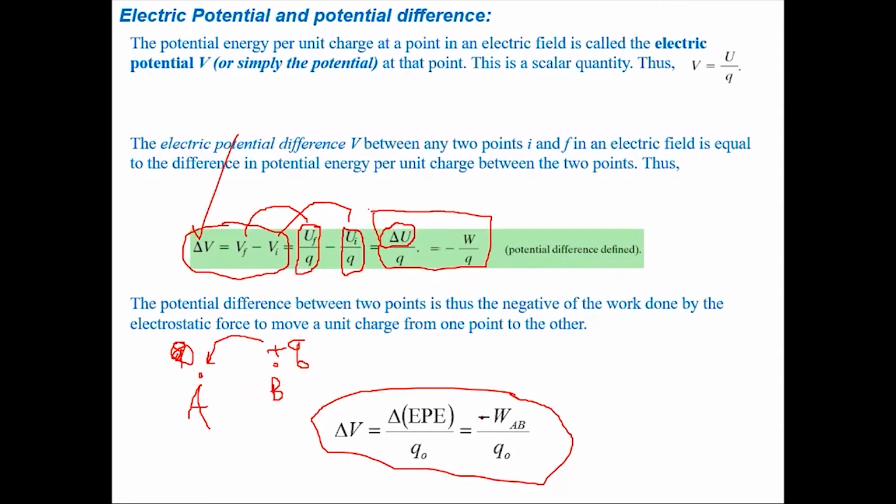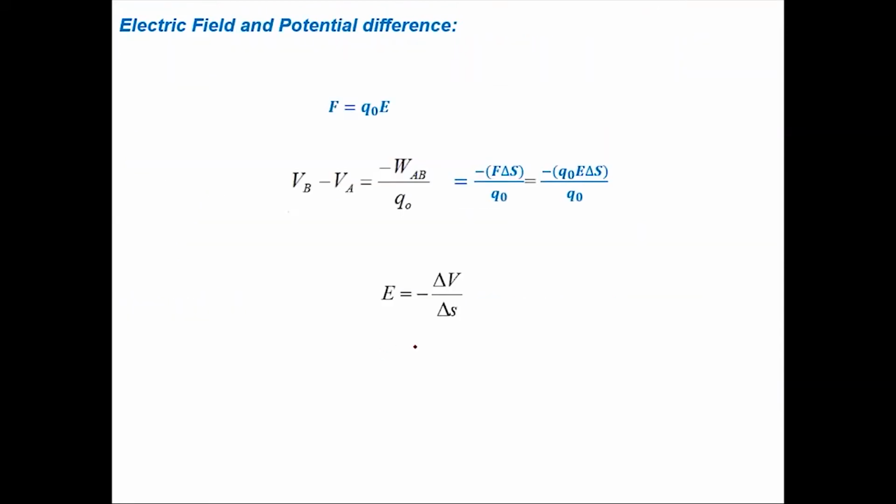That's what negative WAB is. Then we have to divide by Q zero because we care about just unit charge, right? So that's why you have to divide by Q zero. All right.